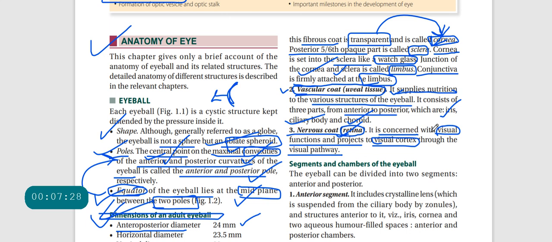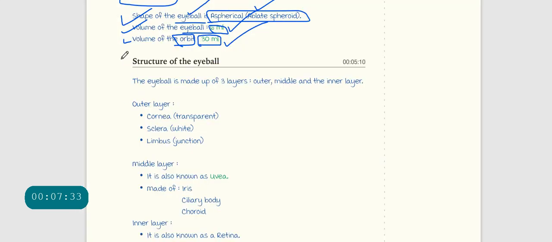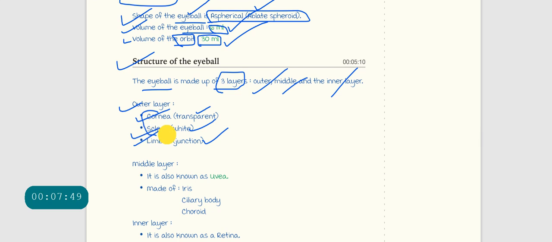So what are the structures of the eyeball? The eyeball is firstly made up of three layers: outer, middle, and inner, as we studied. The outer layer consists of the cornea, which is transparent, the sclera, which is the white part of your eye, and the limbus, the junction of the cornea and sclera. The middle layer, also known as uvea, is made up of iris, ciliary body, and choroid. And the inner layer is made up of the retina. Very simple, students. Now coming up to the first one, that is the cornea.